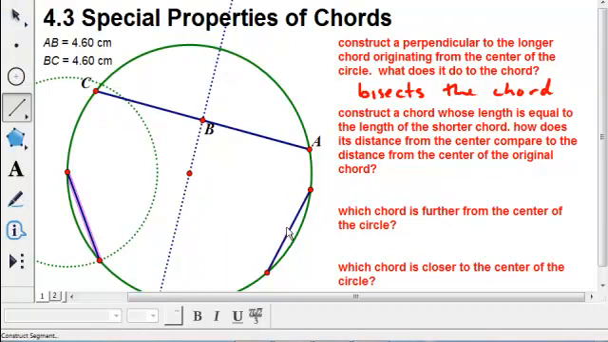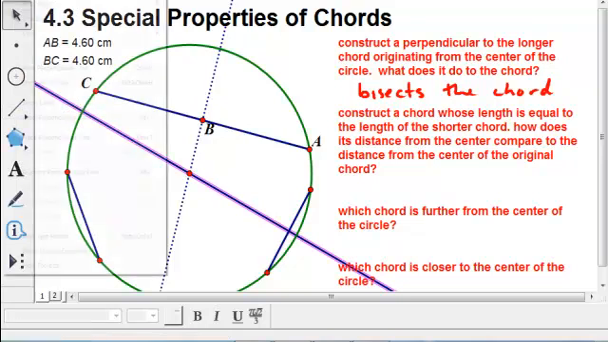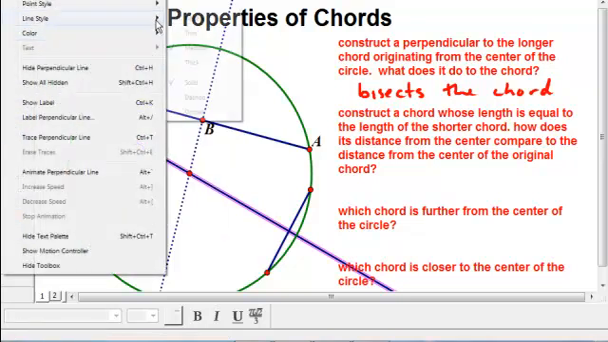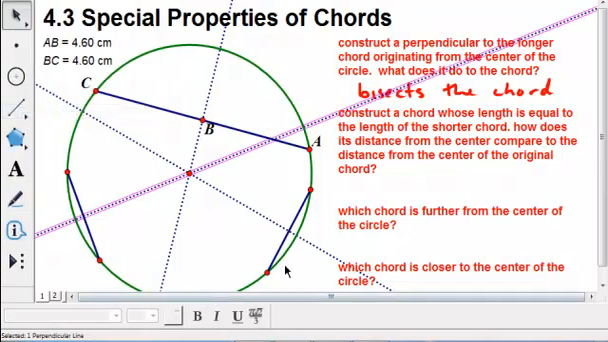Okay, so here is a chord that is the same length as this other smaller chord. Okay, I'm going to hide this guide that I used to draw it. How does its distance from the center compare to the distance of this original chord? So once again, let's find the distance, a perpendicular from the chord to the center. So if I construct that as a perpendicular, once again here I'll go back to the dashed lines. Okay, the same with this. Construct a perpendicular. Choose my intersections here.